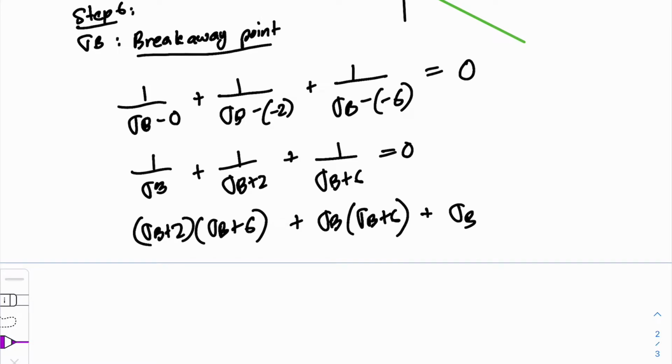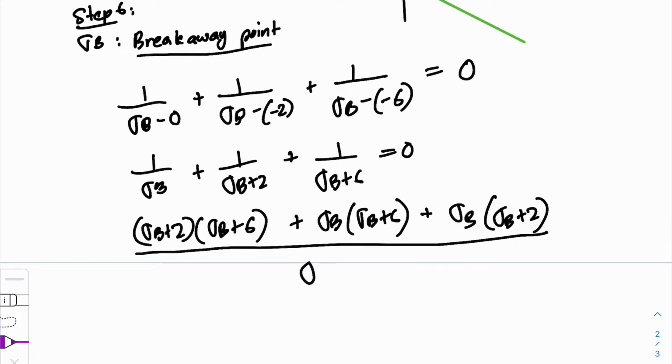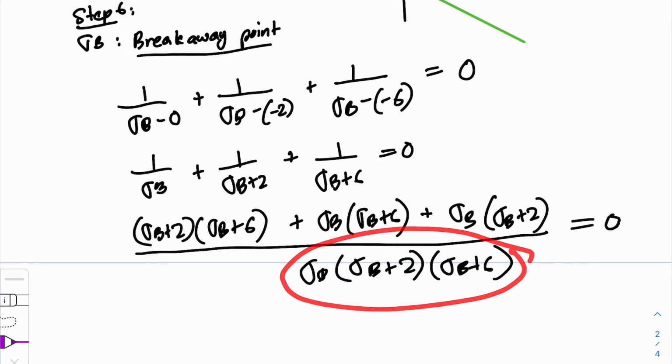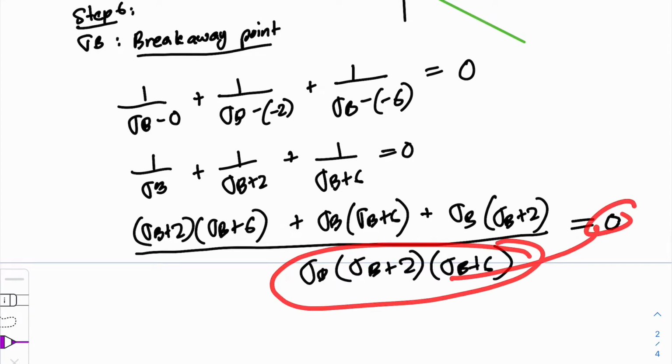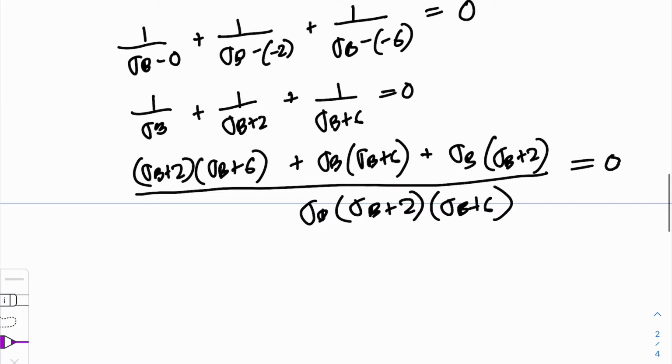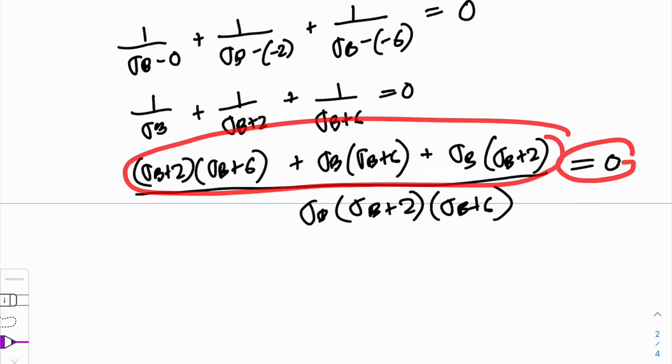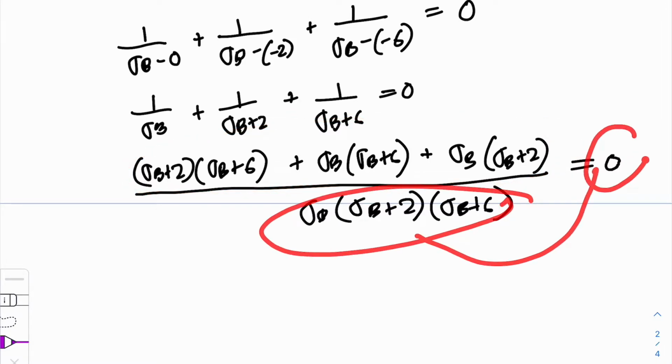Okay, sigma b plus 2. These all have a common denominator of sigma b plus 2, sigma b plus 6. Because this is going to be equal to 0, the denominator will be multiplied by 0, so it will disappear. So I'm just going to have the numerator, and I expand it and equate it with 0, and we're going to solve the problem later on. The denominator will disappear.